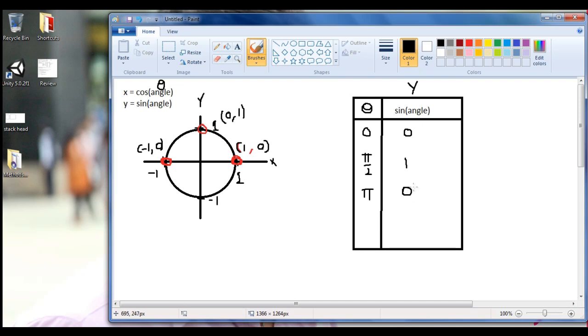So we got 0. And next let us take 270 degree, so 3 pi by 2. 270 degree means where will the object be, guys? The object will be over here. Right. And what is its y position?